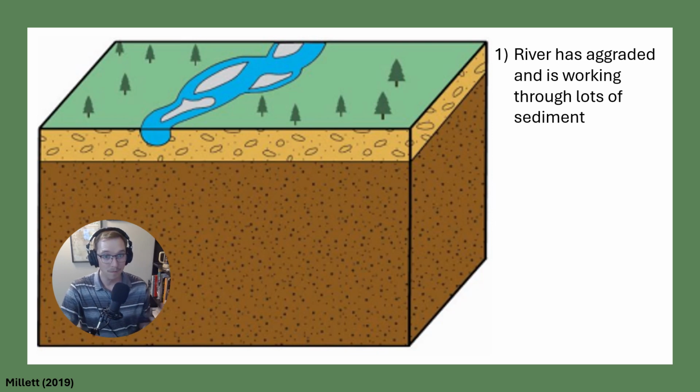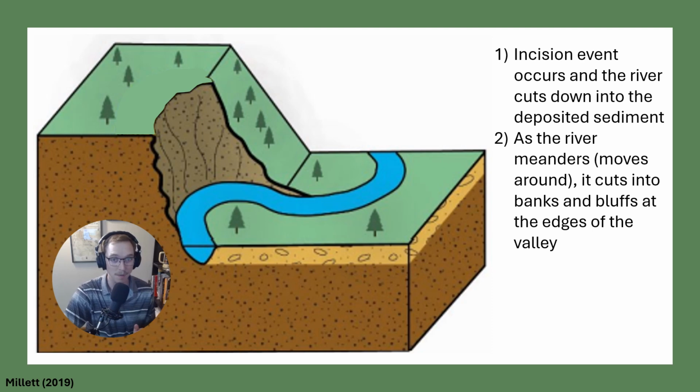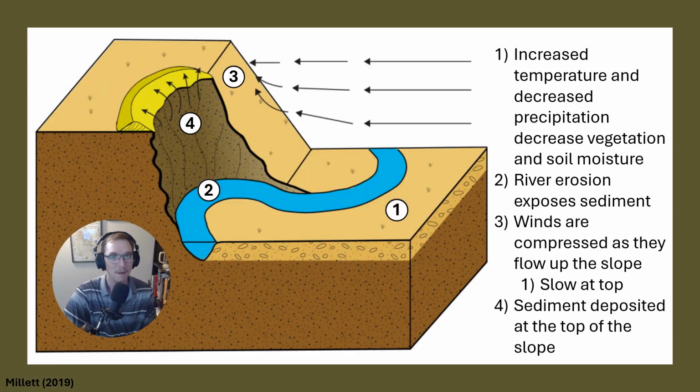Well, we've talked about the story so far, and this is a diagram that I've adapted from a colleague of mine, Jason Millette, who's a master's student who graduated in 2019 at Minnesota State, working with a number of my colleagues currently. So here we've got the Chippewa River aggrading, so rising up, depositing all of the sediment, reworking through everything. Then you have some type of incision event. The river drops its level, cuts into the landscape, starts meandering back and forth, cutting into those banks and bluffs, exposing lots and lots of fresh sediment for the wind to do fun things with.